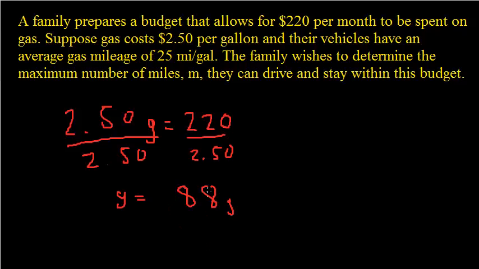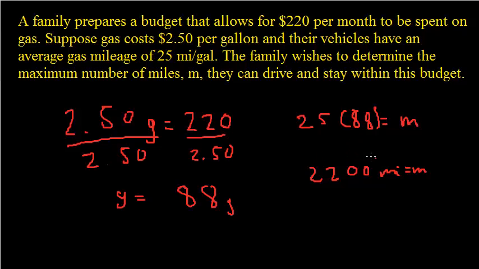So they can purchase 88 gallons, and they can drive 25 miles for every gallon. So 25 miles per gallon times the number of gallons should equal the number of miles that they can drive. So we take 25 times 88 and we get 2,200 miles. So for that month, spending $220 on gas at a price of $2.50 per gallon, they can go 2,200 miles.